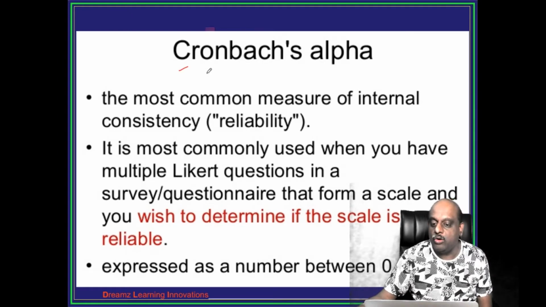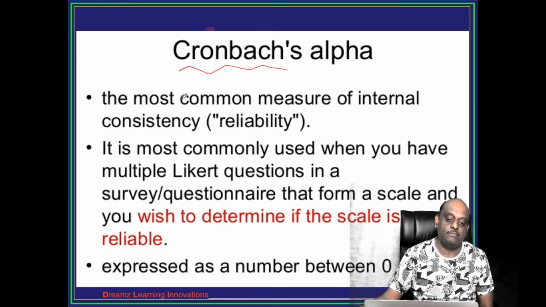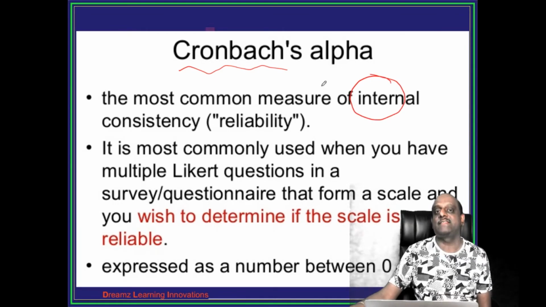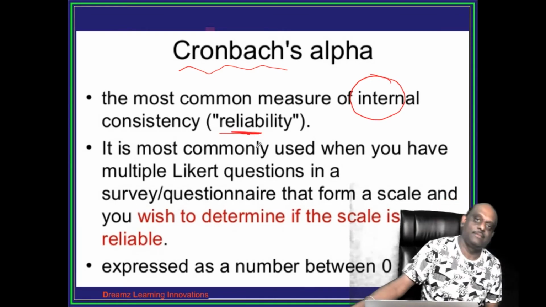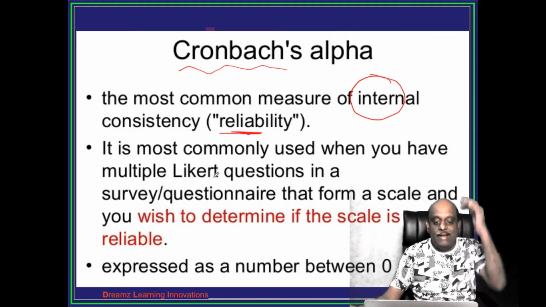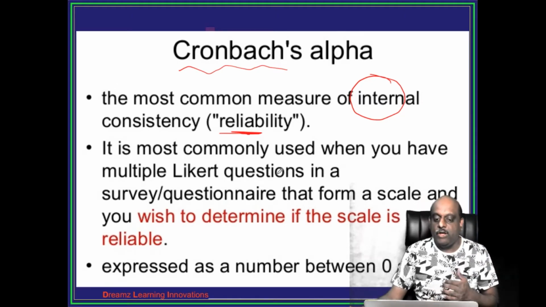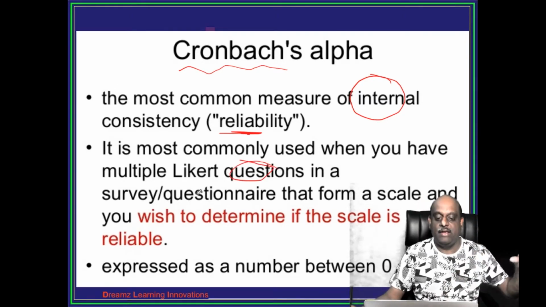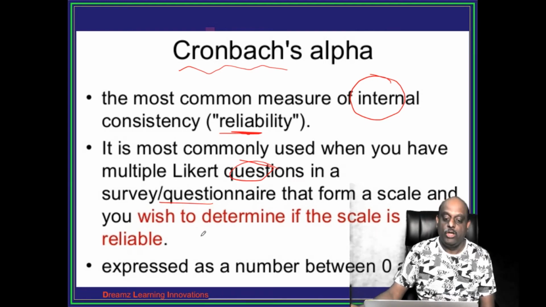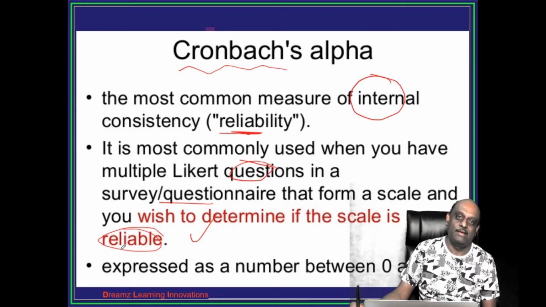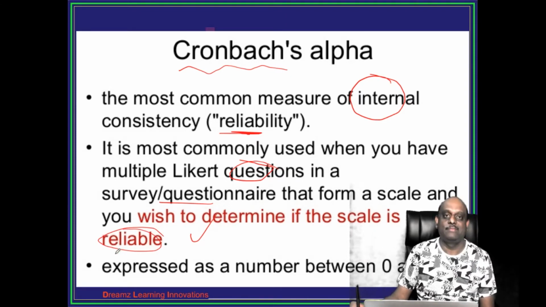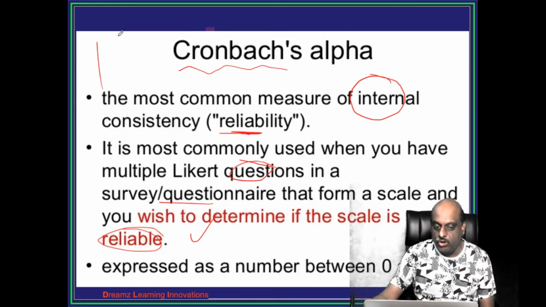Now, what is meant by Cronbach's alpha? It is a common measure of internal consistency, that is, the reliability. So, in a Likert questionnaire, if you are using multiple questions in a survey, you want to determine if the scale is reliable. If the scale is reliable, so that means you have given a scale.